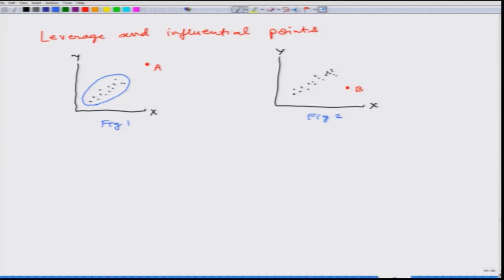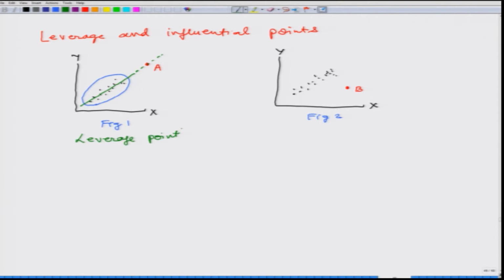But once we fit a line, the line is going to be like this if I use all the observations except the observation at A. When I include this point A, the regression line is not going to change. So, in this situation, point A is lying quite away from the observations, but the regression line is not affected. So, this point is called a leverage point.